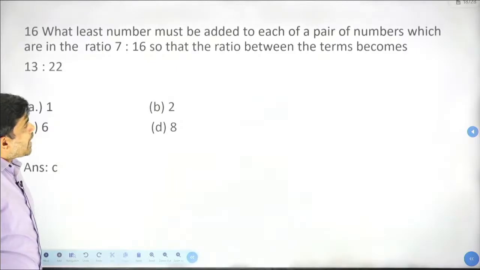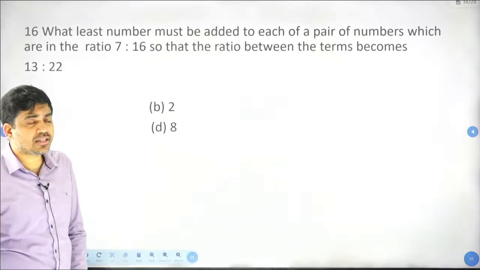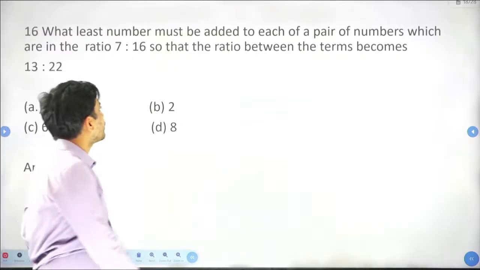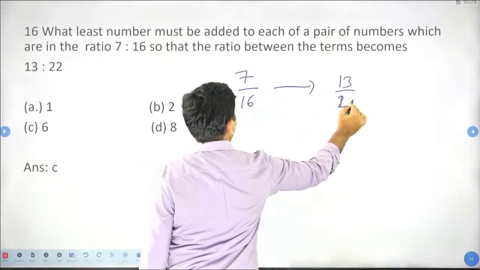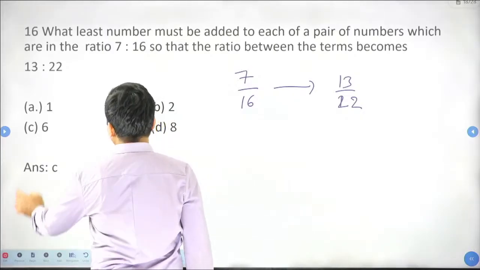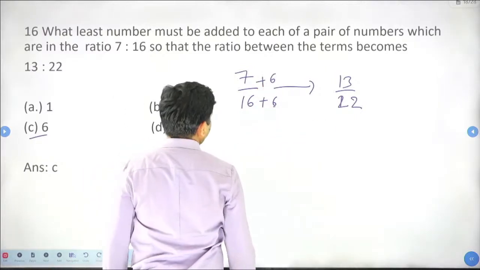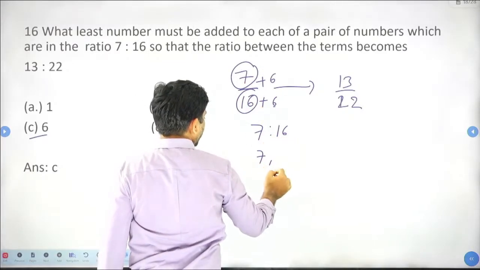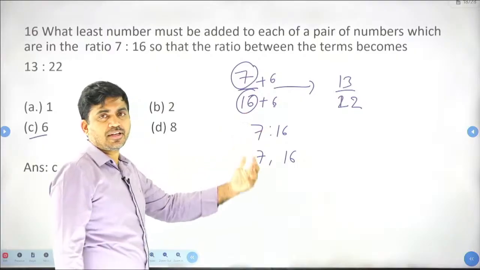What least number must be added to each pair of the numbers so that they are in the ratio 7:16? Now ratio becomes 13:22. So what is added? Simply go with options. Option C, 7 plus 6, 13, 16 plus 6, 22. Of course, they are ratios. 7:16 means you can assume first number 7, second number 16. If you add 6, it becomes 13:22.